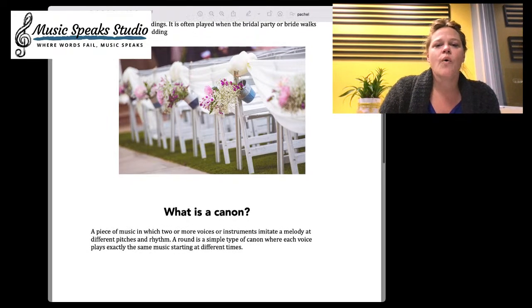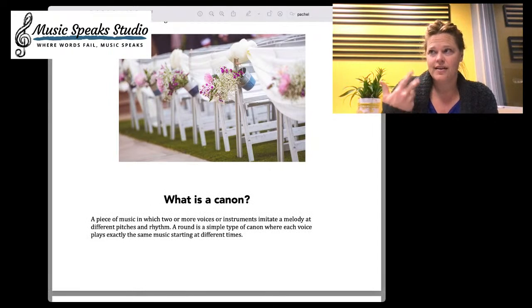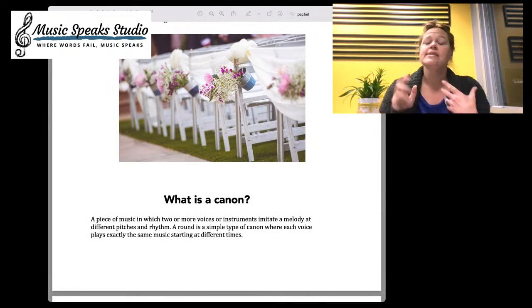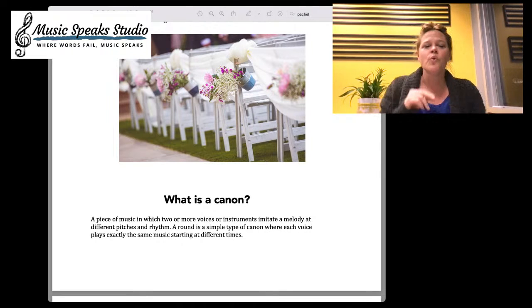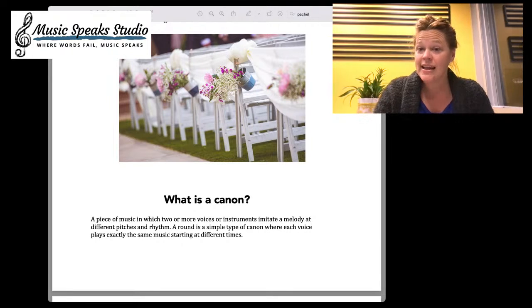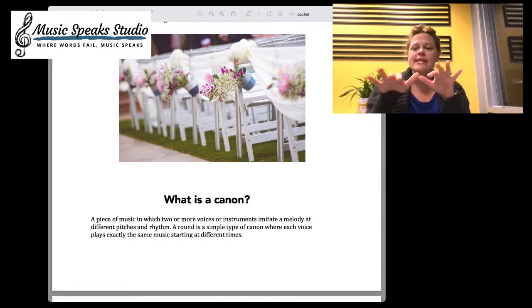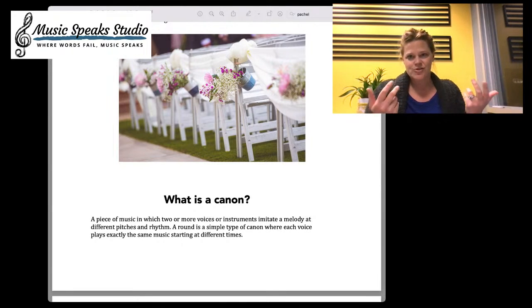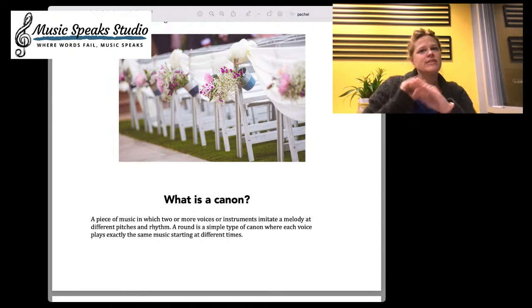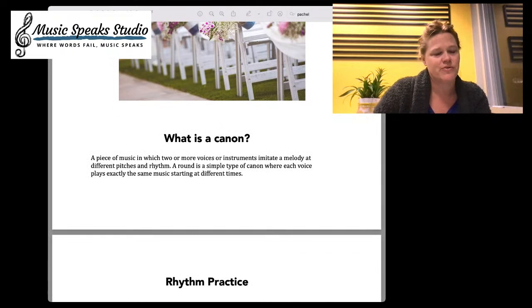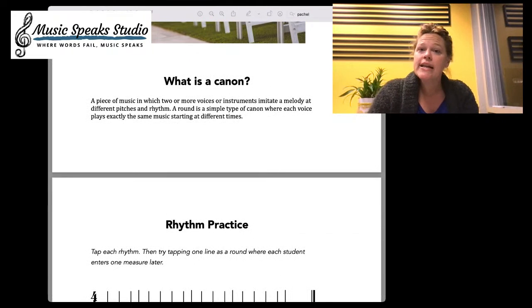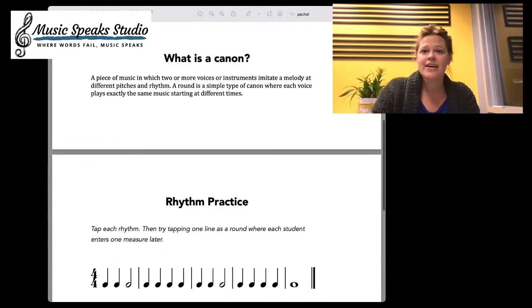Okay, so Row, Row, Row Your Boat is a simple type of canon in which each voice plays exactly the same thing but starting at different times. Well, Canon in D has some similarities to that, but it has the same chord progression, but the different voicings, the different instruments, maybe play a little bit of a different variation of the same chord progression at the same time. It's beautiful.